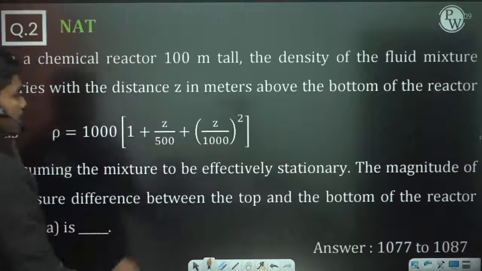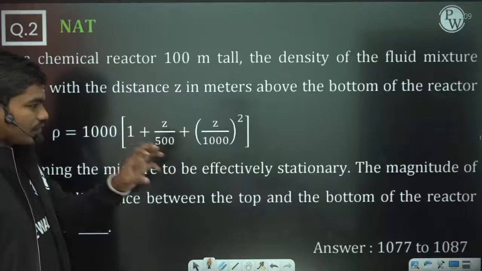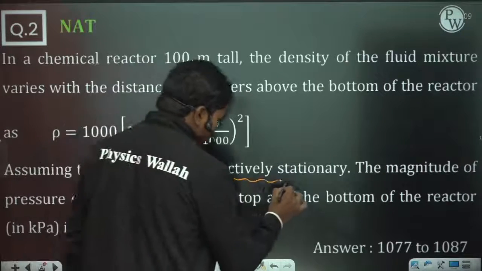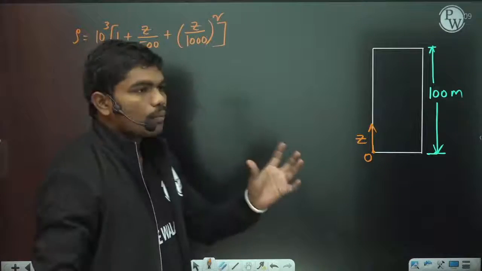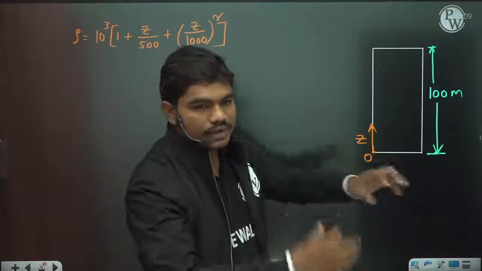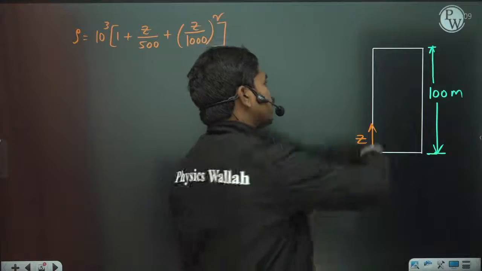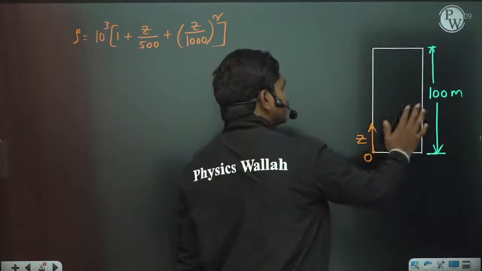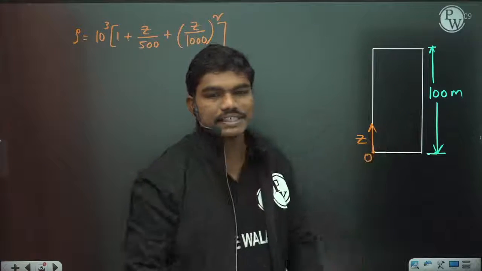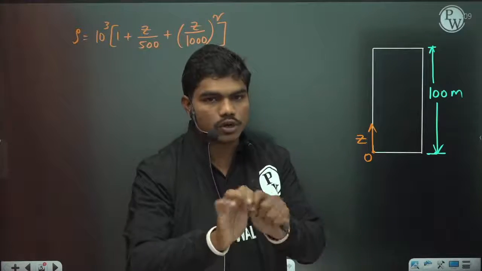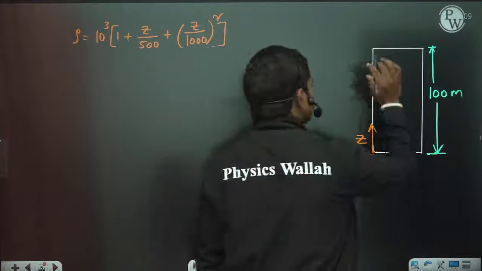Okay, now they are asking you, assuming the mixture to be effectively stationary. So what is the meaning of this effectively stationary? Normally inside a reactor, because of certain chemical reactions, there is some motion of the chemicals, but here we are assuming that the substance inside this chemical reactor is effectively stationary, meaning as a bulk there is no motion. Okay, so this is stationary.